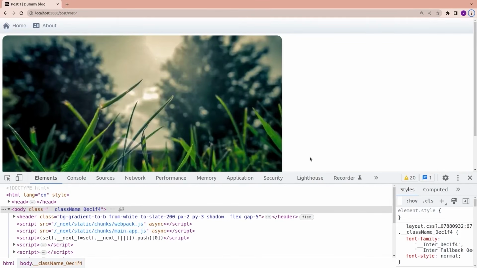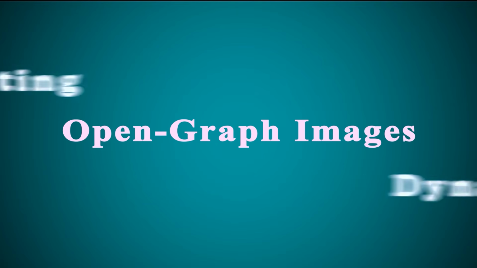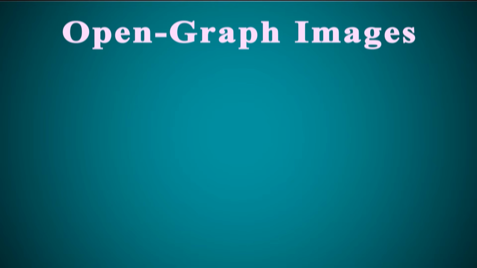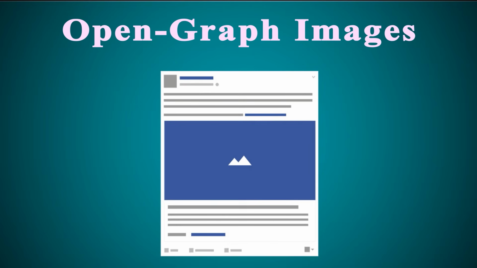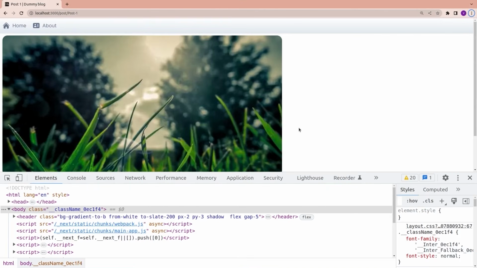Okay, and in the next section, I'm going to talk about how we can create Open Graph images for our pages. So what is an Open Graph image, first of all? Well, it's an image that is displayed when a web page is shared on a social media platform such as Facebook, Twitter, or LinkedIn. It is going to be a thumbnail of the page when it is shared on social media platforms. So how can we create the Open Graph image for our pages?